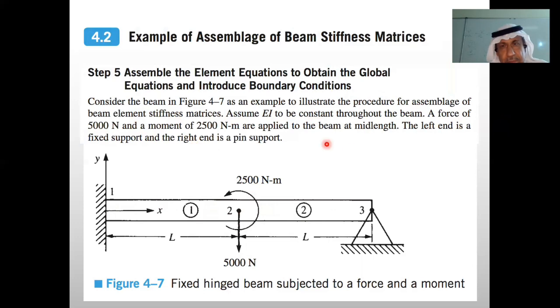A force and a moment. The left end is a fixed support. And the right end. Oh, by the way, how many unknowns are here? How many degrees of freedom? The ones that you will solve. It is 6 by 6, but you will extract what?